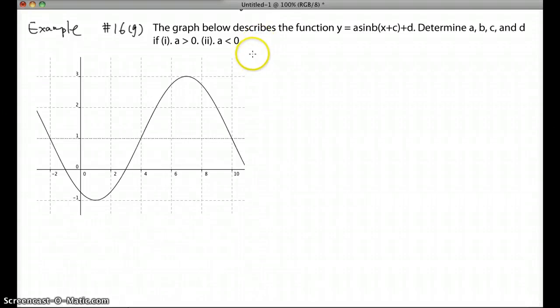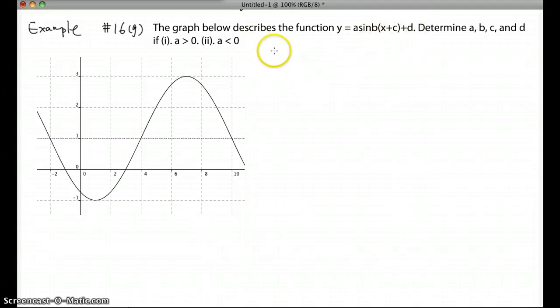Okay, this is one of the examples on your homework. It's 16G. This question is different from the one we did earlier. You're given a graph, and then reversely you're asked to determine what kind of function, the algebraic function, which actually asks you to determine A, B, C, D here.